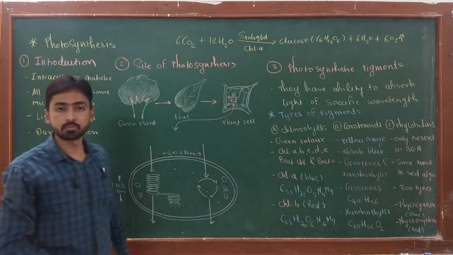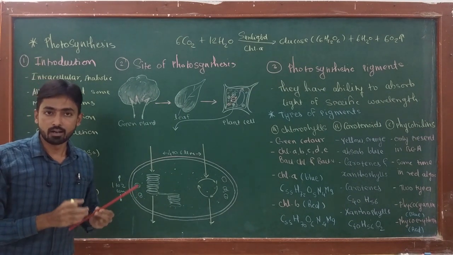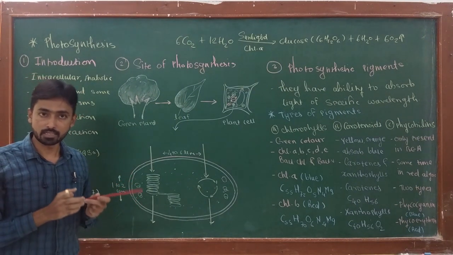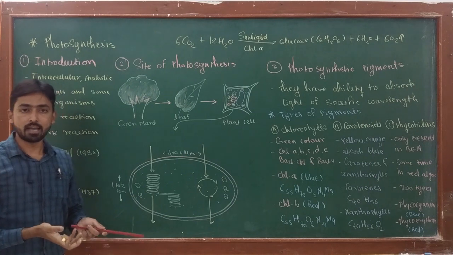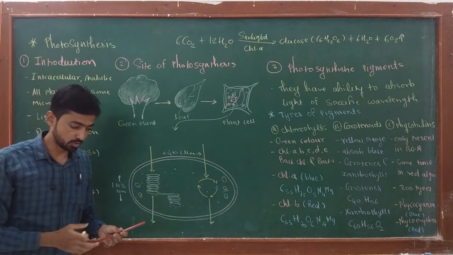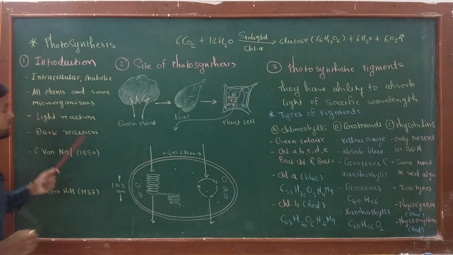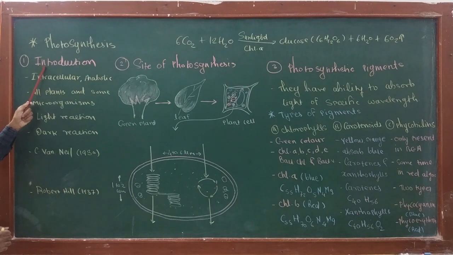chlorophyll pigments. Okay, so what is a pigment? Pigments are the light absorbing molecules which are present in the green plants, and they generally absorb the light energy from the sun, and then they convert that energy into chemical energy. Okay, so first of all I'm going to start with the introduction of photosynthesis.